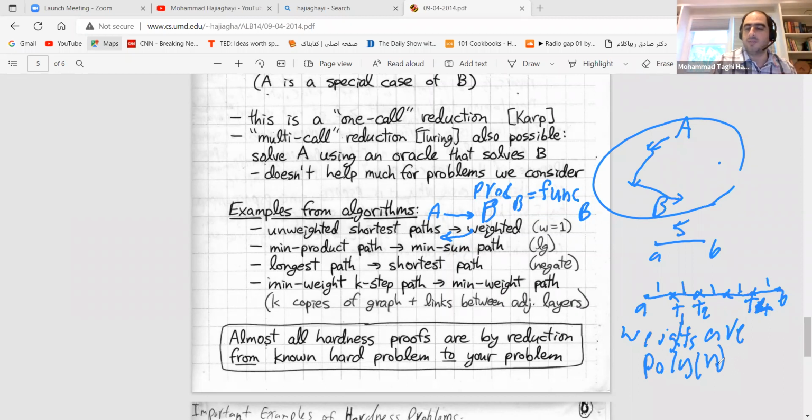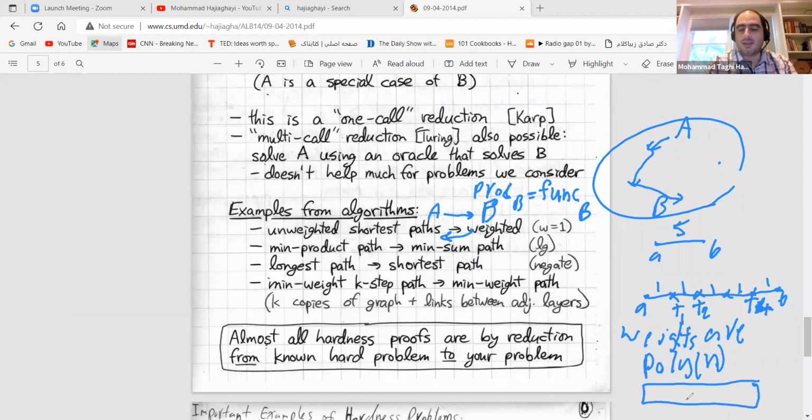N is the main input. Here, for example, the number of vertices or the number of edges, you can consider both of them as n, and both of them are polynomial in each other. As long as the weights are polynomial, then the number of edges of the original graph is polynomial, so polynomial times polynomial would be polynomial, and that should be fine. The only problematic case is the case where the weights are exponential.